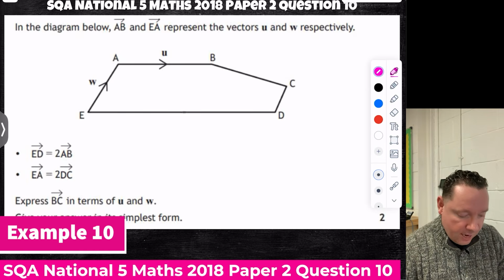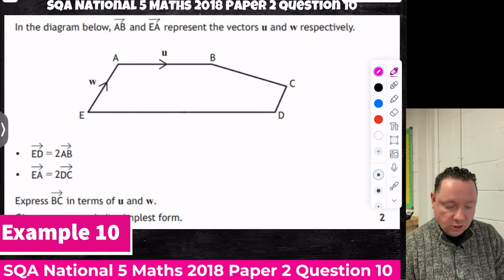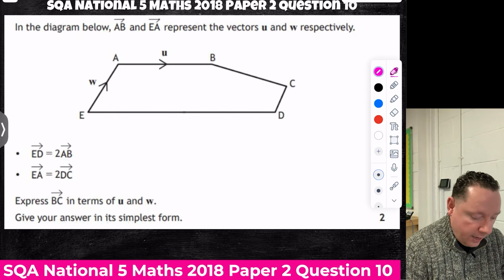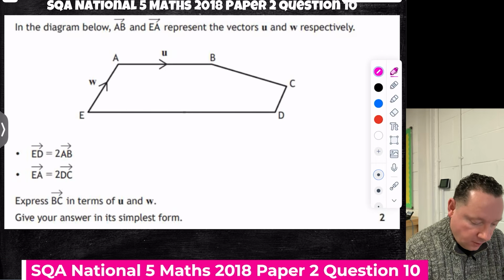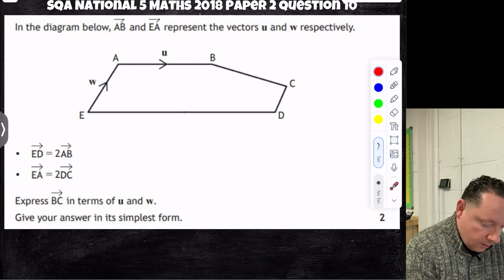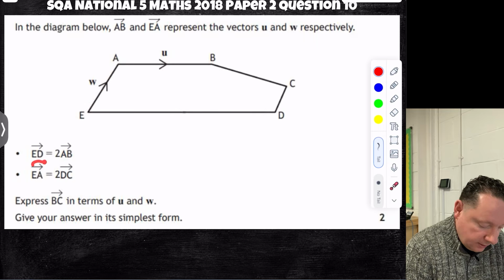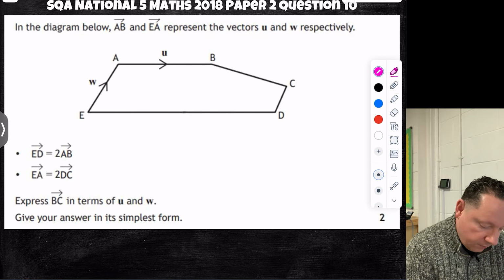SQA National 5 Maths, 2018 Paper 2, question 10. Diagrams below, A to B and E to A represent vectors U and W. As you can see, U and W. It says that E to D is 2 lots of A to B. So this one is double that one. So that means I can immediately write down that this one here is 2U.